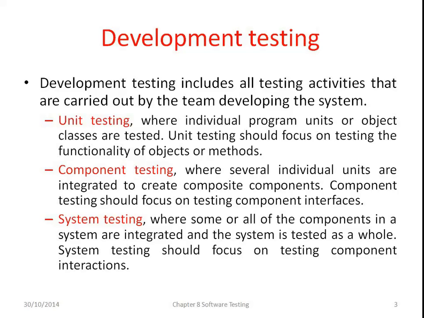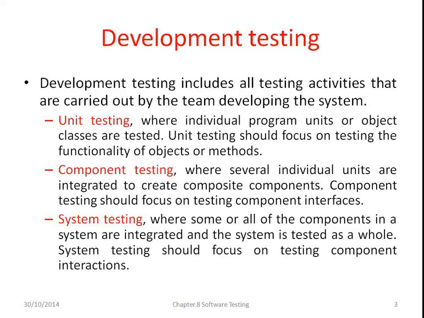Next is component testing, where several individual units are integrated to create composite components. Component testing should focus on testing component interfaces. The combination of all the components becomes a system. Next, system testing, where some or all of the components in the system are integrated and the system is tested as a whole. System testing should focus on testing the component interactions, whether the interactions are correct or wrong.